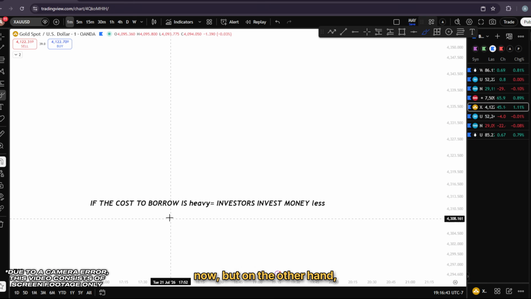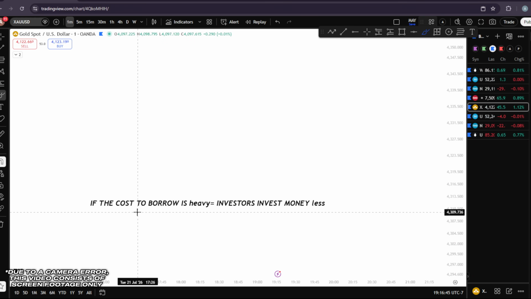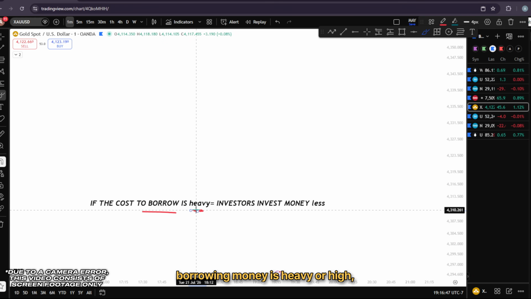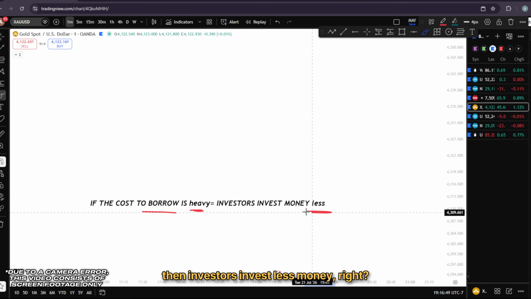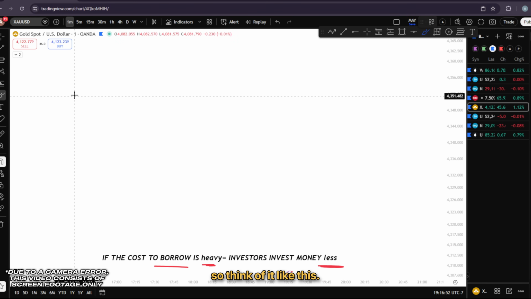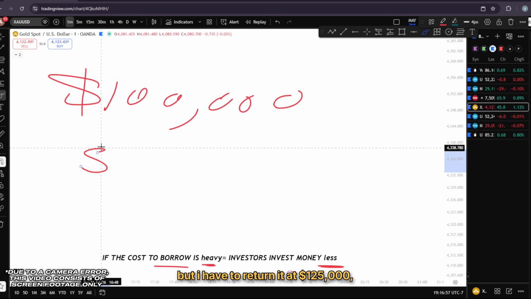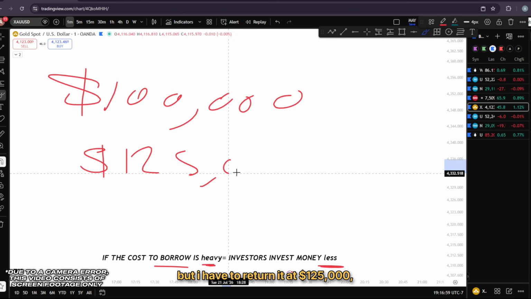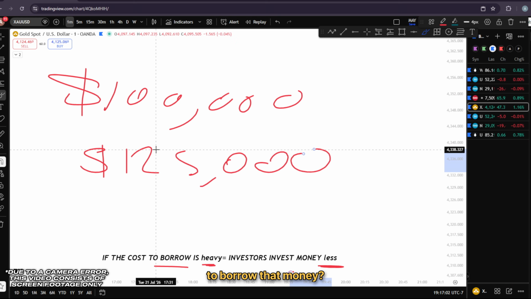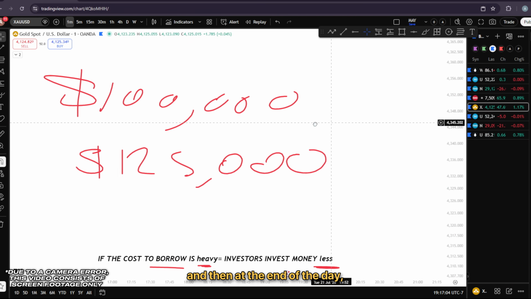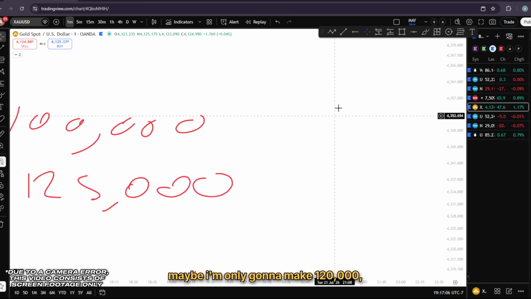But on the other hand, we have the opposite factor. So if the cost to borrow money is heavy or high, then investors invest less money, right? So think of it like this. Once again, if I'm borrowing $100,000, but I have to return it at $125,000, well, why would I want to borrow that money? It seems like a higher risk. And then at the end of the day, maybe I'm only going to make $120,000.